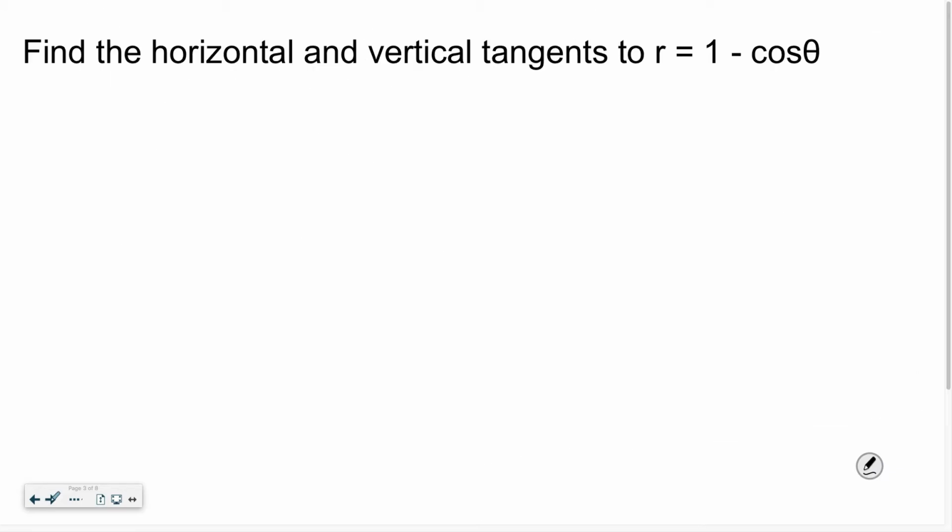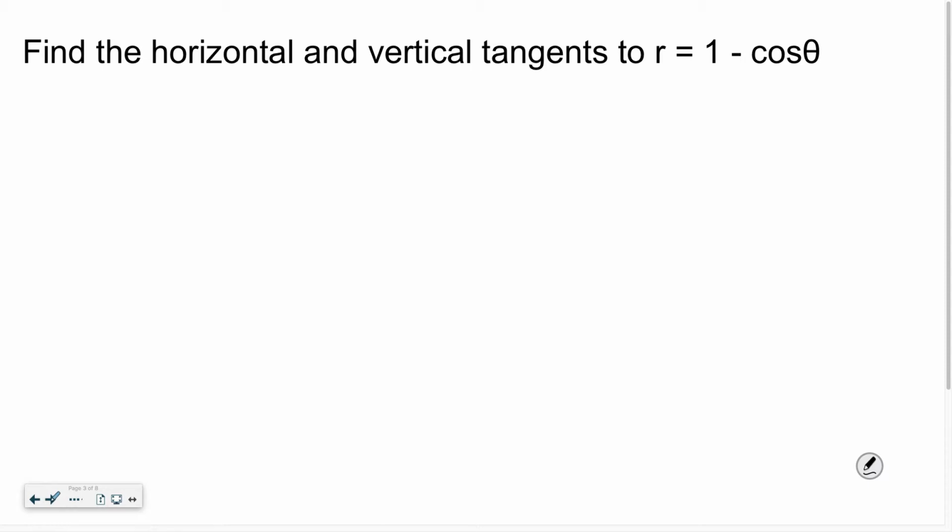Next, find the horizontal and vertical tangents. This brings us back to unit 2 of last year, Calculus 1.